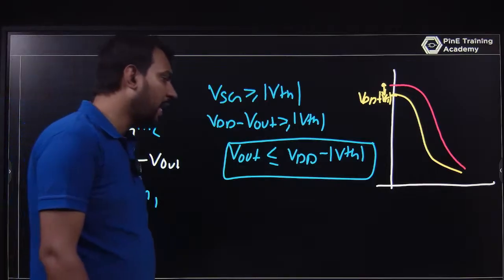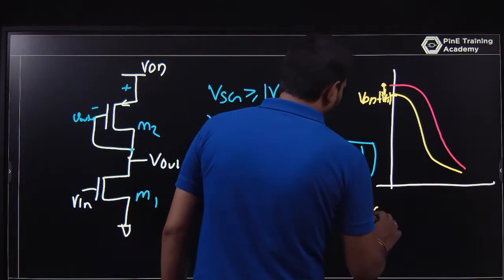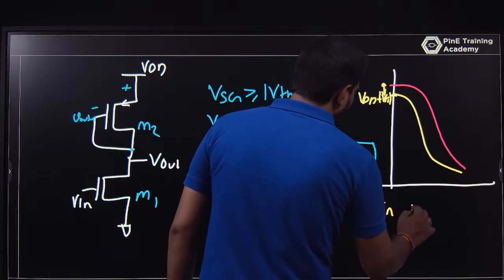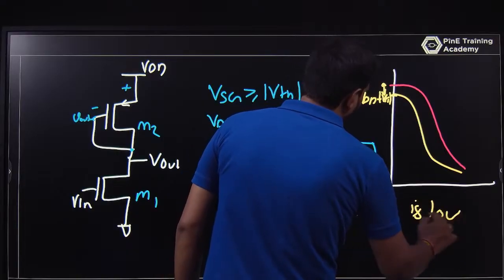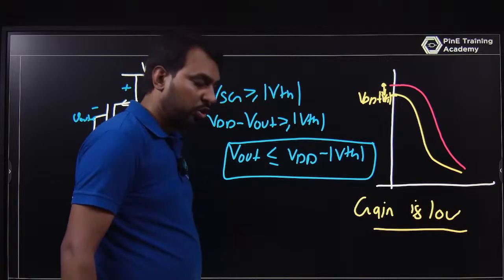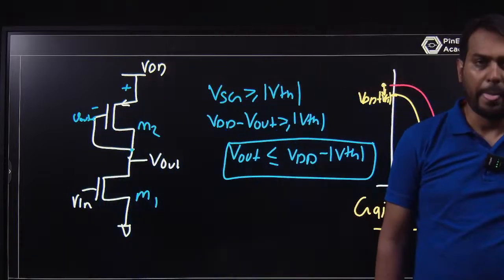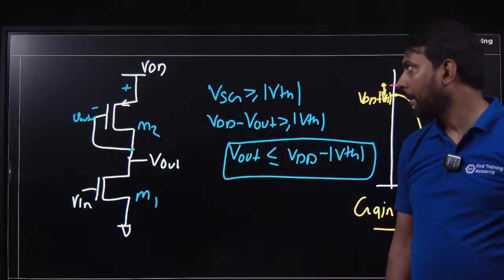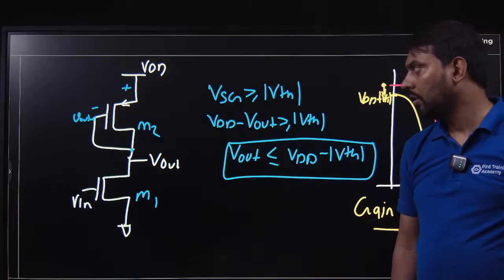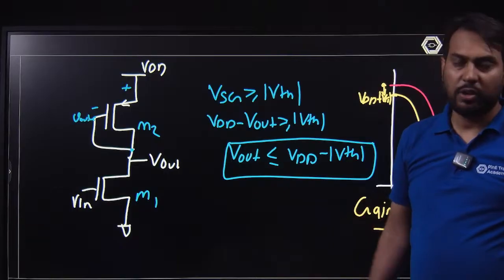So of course the gain will be decreased. The gain is not that much. Gain is low in the common source amplifier with a diode connected load. So that is one of the cases.